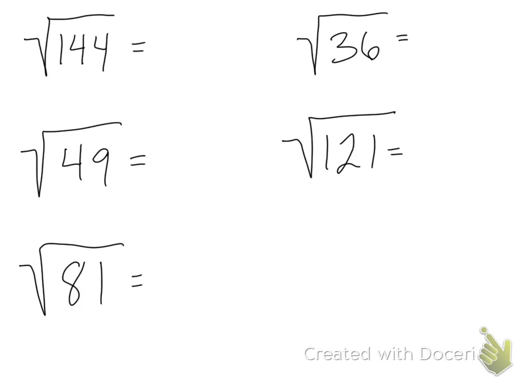Okay. What about the square root of 144? I know the square root of 144 equals 12 because 12 times 12 equals 144. The square root of 49 equals 7. The square root of 81 equals 9. The square root of 36 equals 6. And the square root of 121 equals 11.